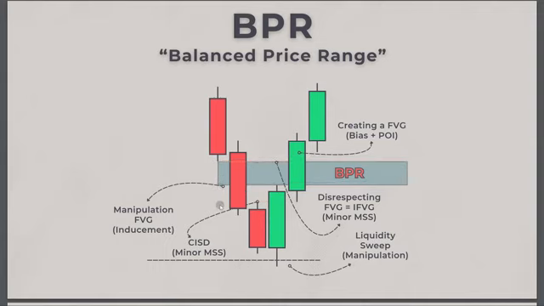That by itself, disrespecting a fair value gap, is going to equal having another PD array that is now on your side, that is now a line of defense. That's going to be a minor market structure shift also. So we have two minor market structure shifts, and we have the liquidity sweep. You see how many confluences we have within this single balance price range?